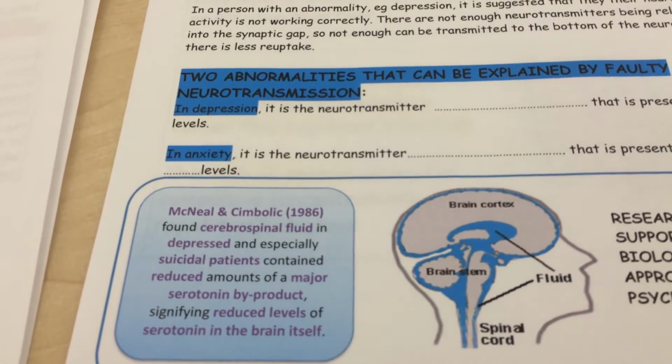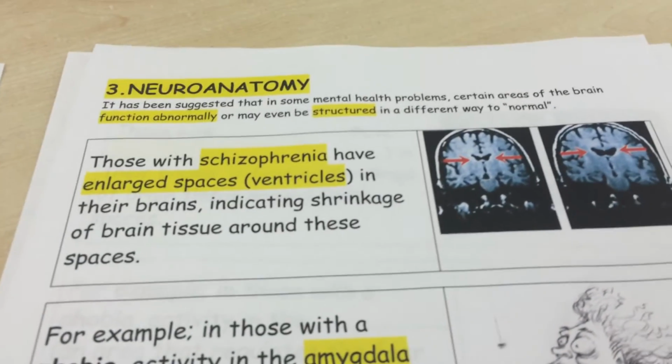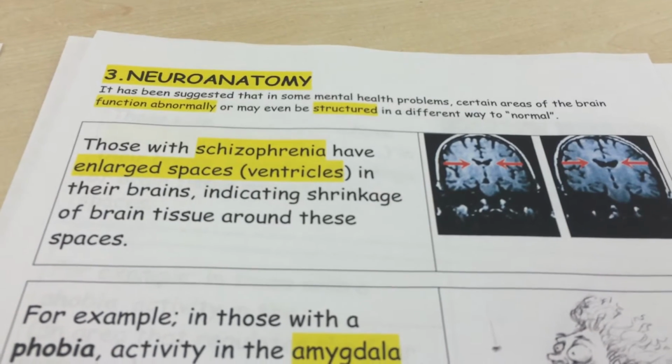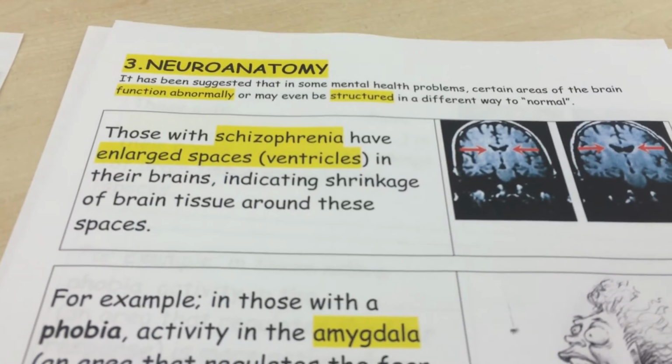Issues with neuroanatomy can cause abnormality. The actual structure of the brain might lead to mental health issues. Schizophrenics have enlarged ventricles in their brain, indicating shrinkage of brain tissue around these spaces.